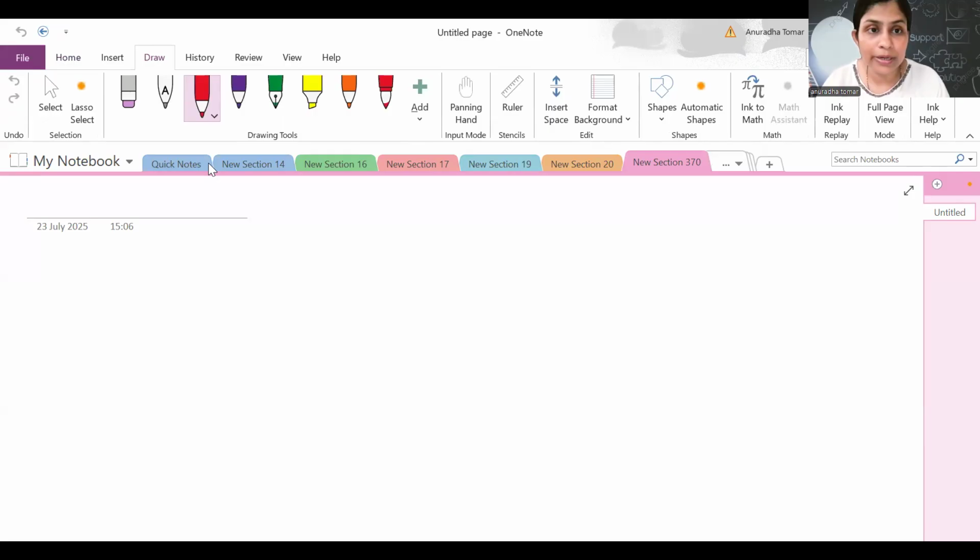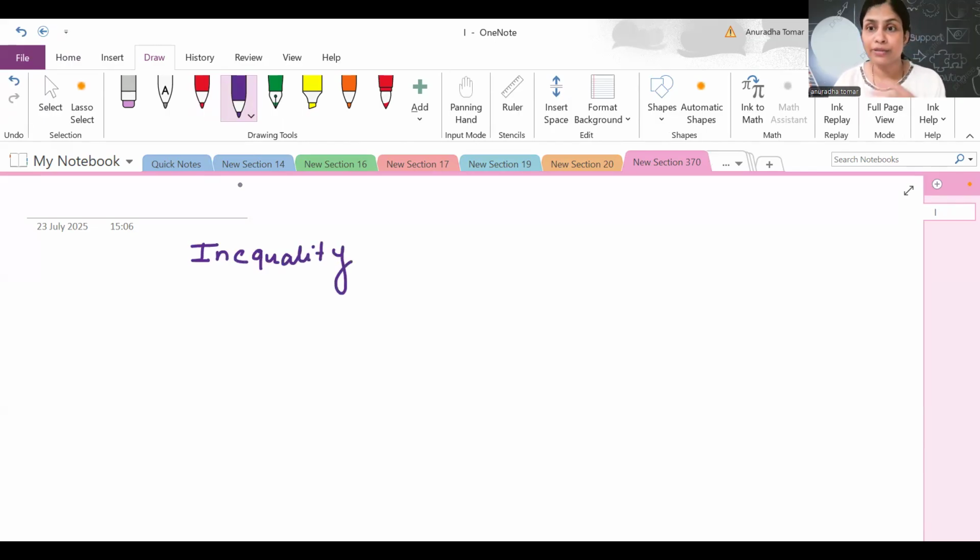Is my screen visible? So if I'm talking about inequality, there are more values of that. Let's say how do I write that? x greater than 2. Okay, so that means there are a lot of values, let's say 2.1, 2.0001, 300. There are a lot of values that will come under that.